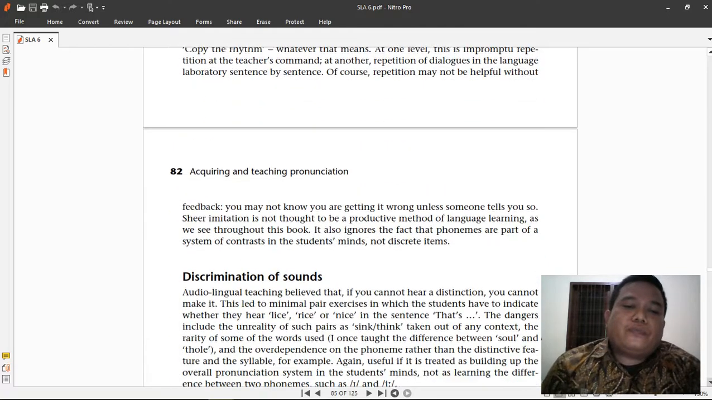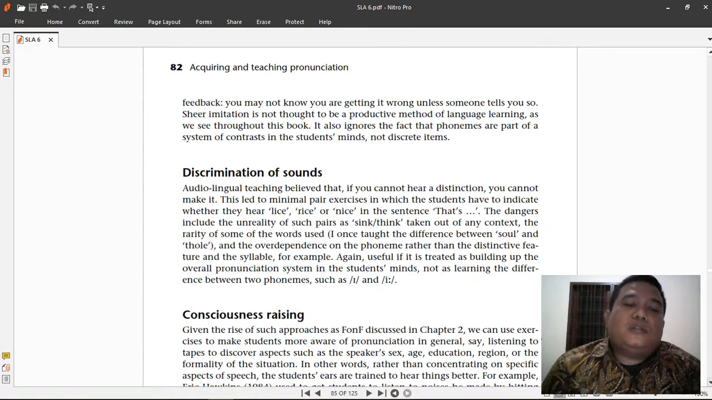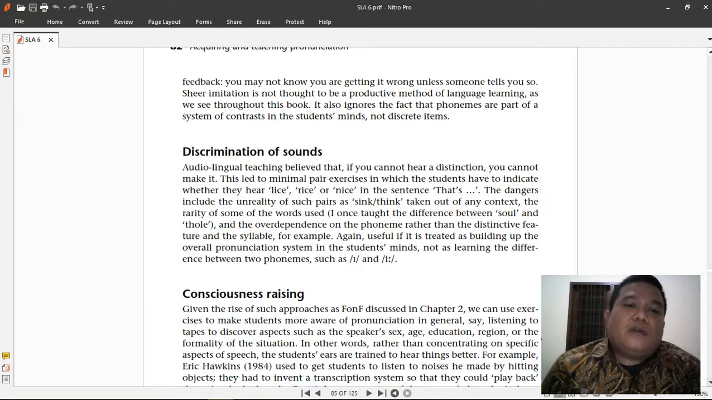Okay, and then we have here discrimination of sounds. Audiolingual teaching believes that if you cannot hear a distinction, you cannot make it. This led to minimal pair exercises in which the students have to indicate whether they hear lies, rise, or nice in the sentence. Okay. Discrimination of sounds. So students must be able to differentiate the sounds of what words they hear, of what sounds they hear.